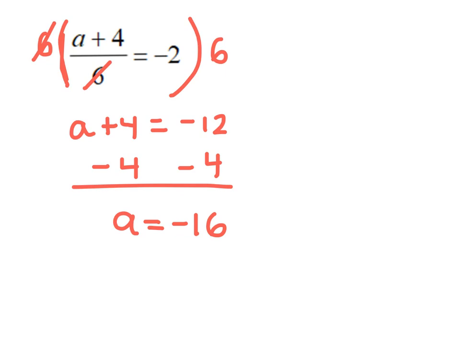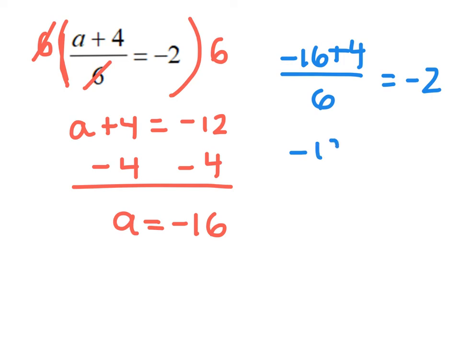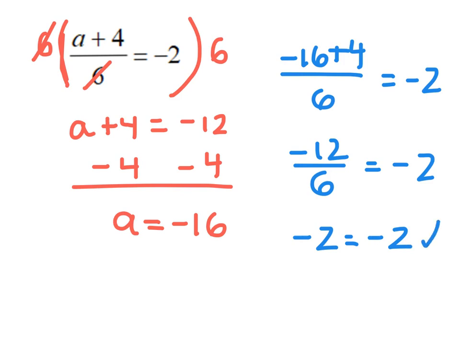And as our final step, we're going to plug it back in. So we're going to have negative 16 plus 4 over 6 equals negative 2. We simplify our numerator, so we get negative 12 over 6 equals negative 2. And negative 12 divided by 6 gives us negative 2. And since negative 2 is equal to negative 2, our final answer is a equals negative 16.